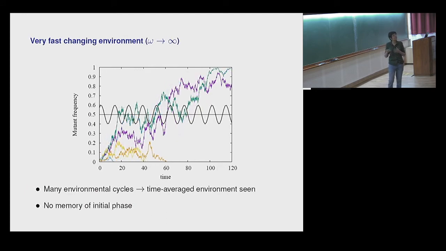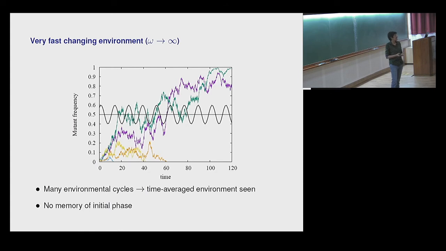What happens in the opposite limit, when the environment is changing very rapidly? Tick, tick, tick, it's changing very fast, and then what kind of environment does the frequency see? Imagine this: I'm a mutant. I see a good environment. I try to increase my frequency, but it has changed before I could do that, and I have to reduce the frequency. So if the environment is changing very rapidly, the mutant actually sees just the time average environment.